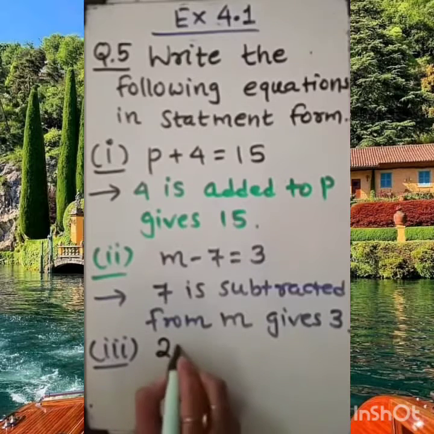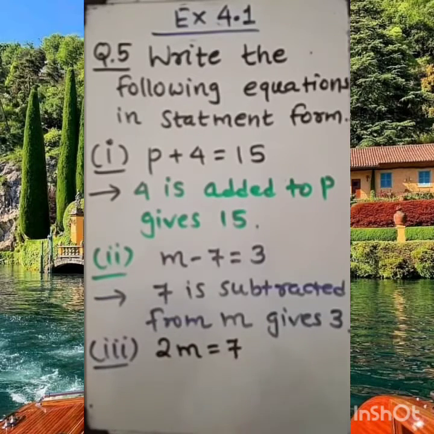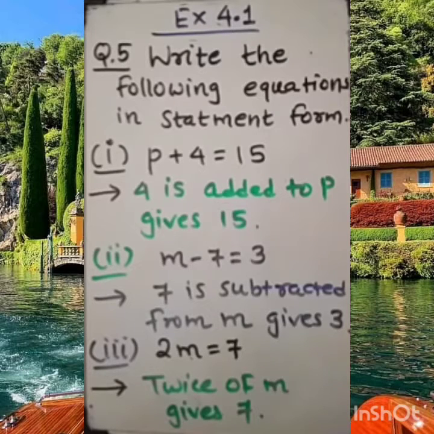Now one more is here. 2m equal to 7. Third one is this. So what is the answer? Here the unknown variable is m. So we need to mention here this is m and we are taking double of m, or you can use the word twice of m. So we need to mention here twice of m gives 7. This is the way we want to write it in a statement form.